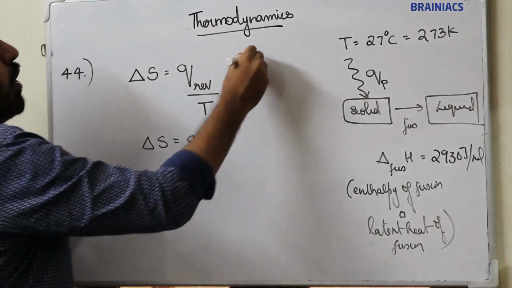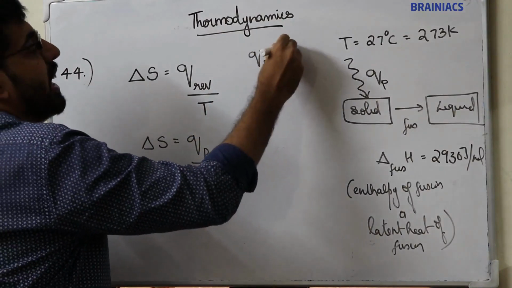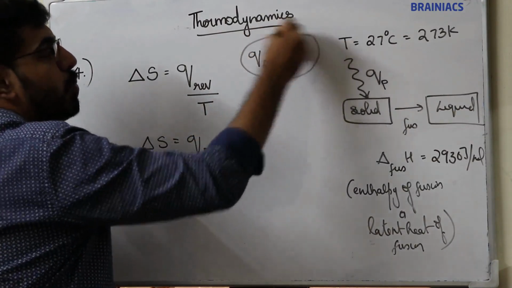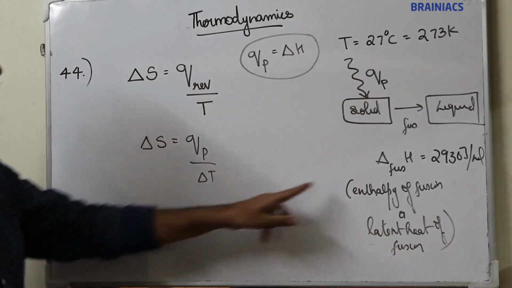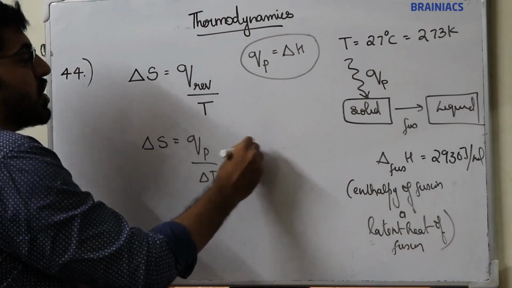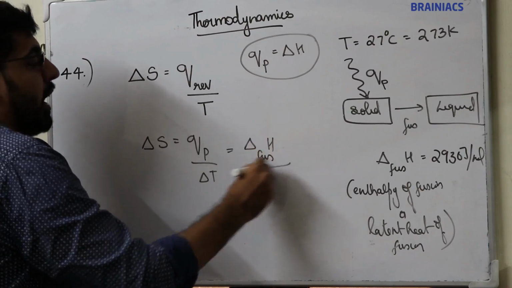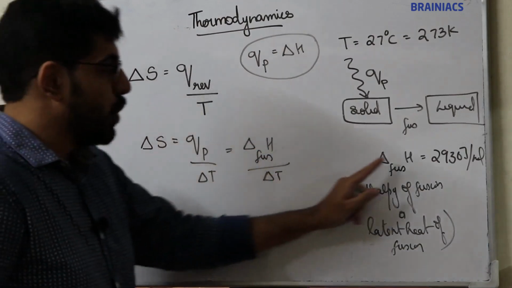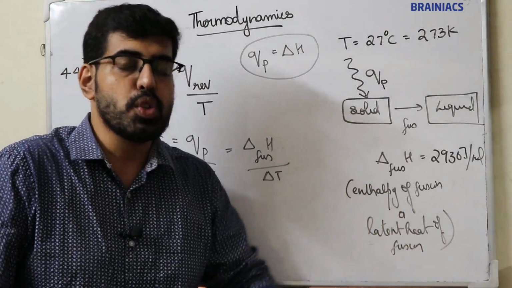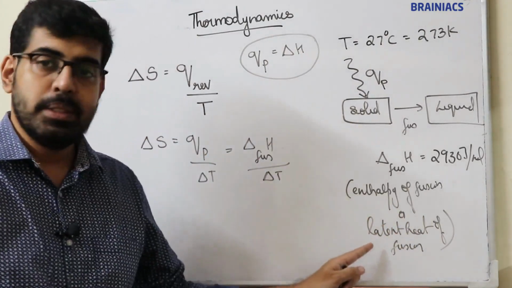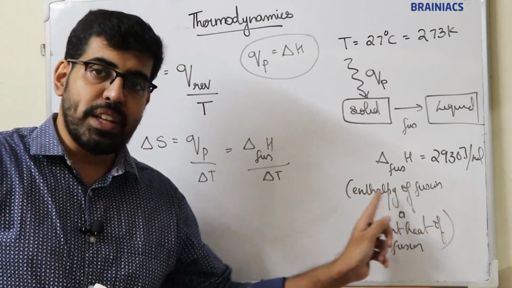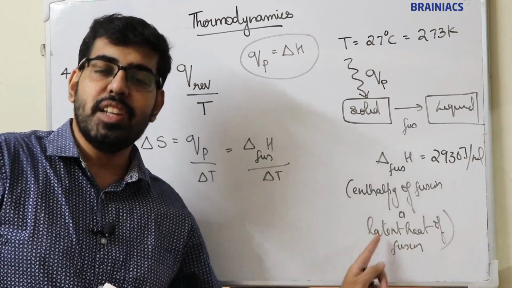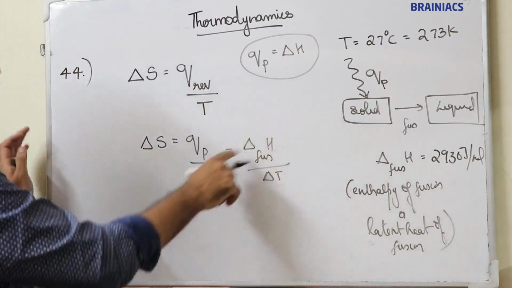Now we know that what is Qp? Qp is delta H. So instead of Qp we can substitute delta H fusion by T. Delta H fusion is also known as enthalpy of fusion or latent heat of fusion. In the question, instead of enthalpy of fusion they have given latent heat of fusion. So delta H fusion by T.